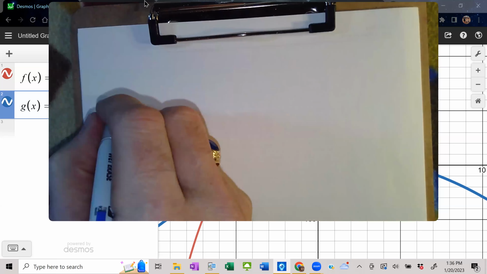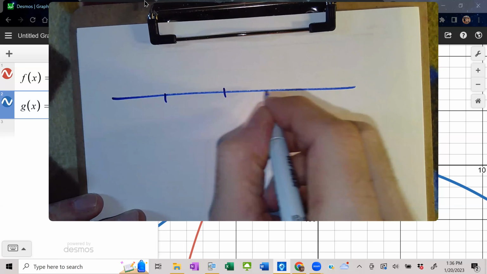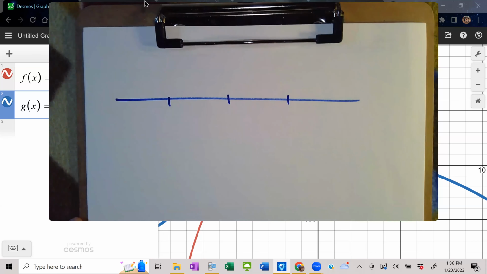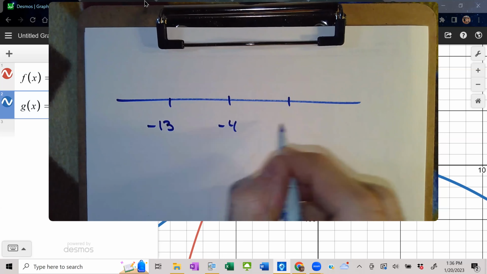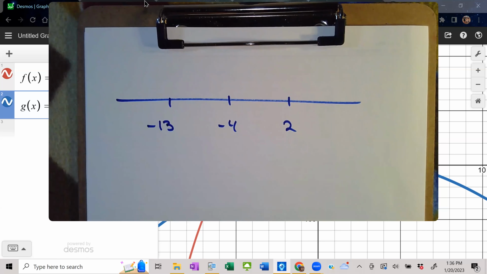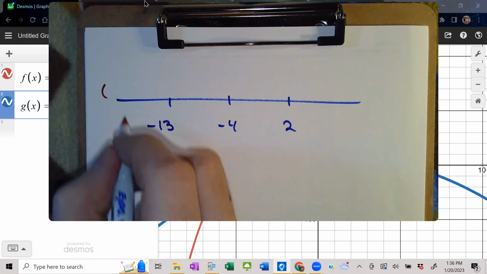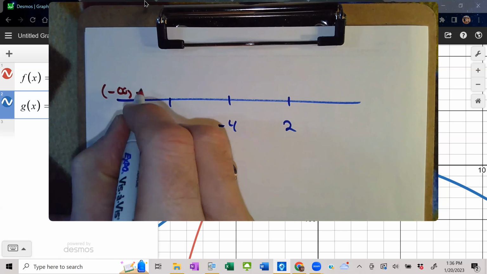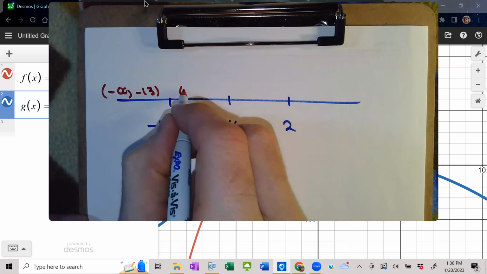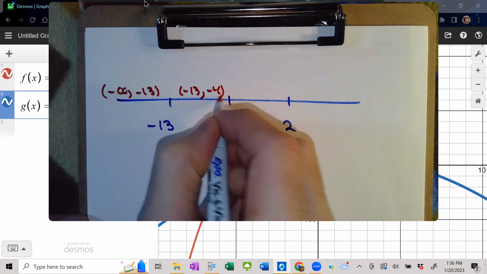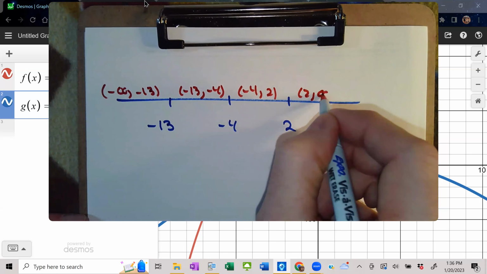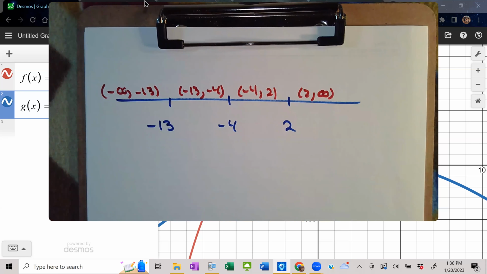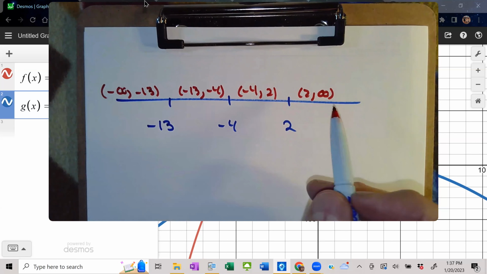So let's put those numbers out on the number line. The only thing that really matters is that you put them in order. Doesn't matter how well you space them. You've got negative 13, negative 4, and 2. That creates intervals at negative infinity to negative 13, negative 13 to negative 4, negative 4 to 2, and 2 to infinity. Your answer to this problem is going to include one or more of these intervals.